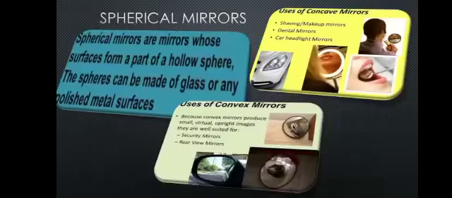Now spherical mirrors. You can understand from the word spherical that spherical mirrors are the mirrors whose surfaces form a part of a hollow sphere. These spheres can be made of glass or any polished metal surfaces. It means the spherical mirrors are a part of the hollow spheres which are reflecting. Two types of spherical mirrors are concave and convex. These are also used in different fields. You can recognize them according to their uses.